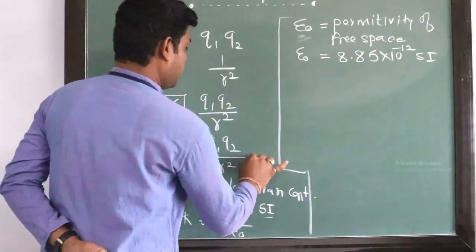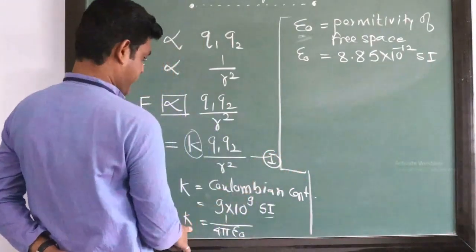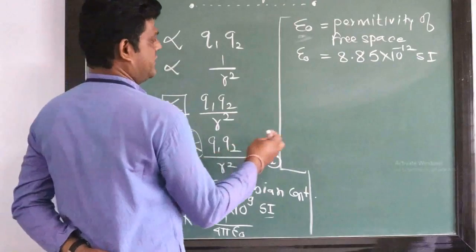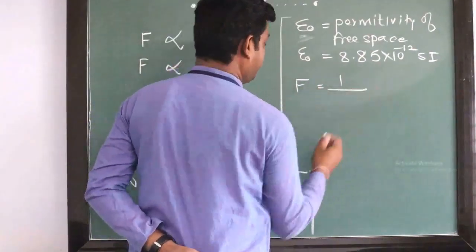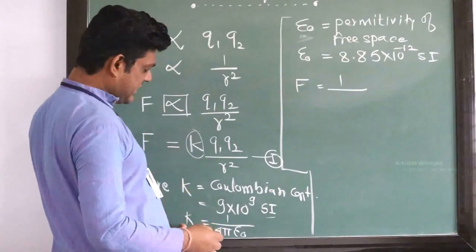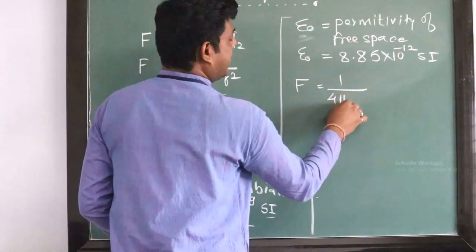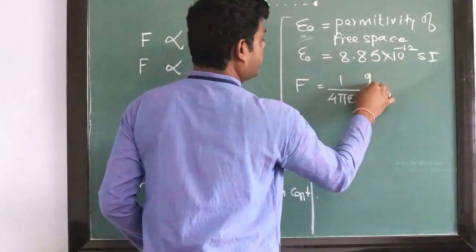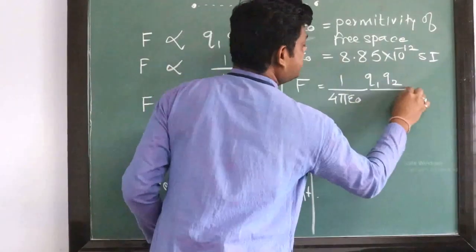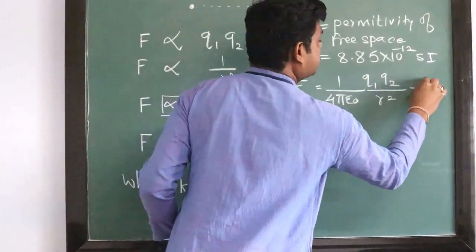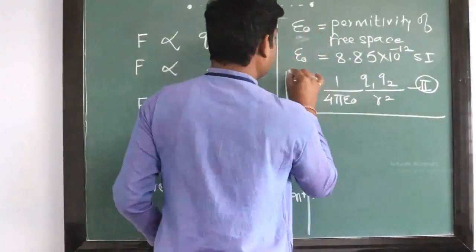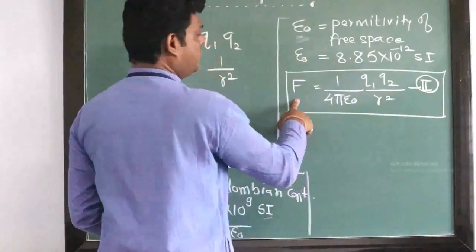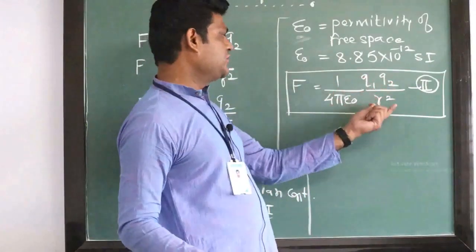So putting the value of k in equation number 1, what will we get? F equal to 1 divided by 4 pi epsilon 0, instead of k, with Q1 Q2 remaining as it is, divided by r square. This is our second equation. Students, here the equation is F equal to 1 divided by 4 pi epsilon 0, Q1 Q2 by r square.